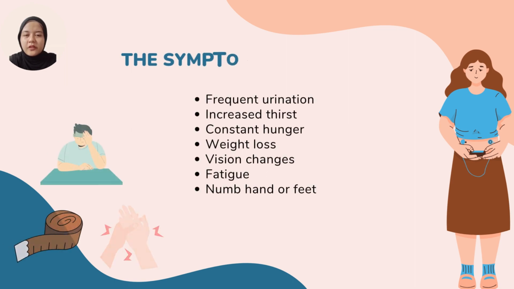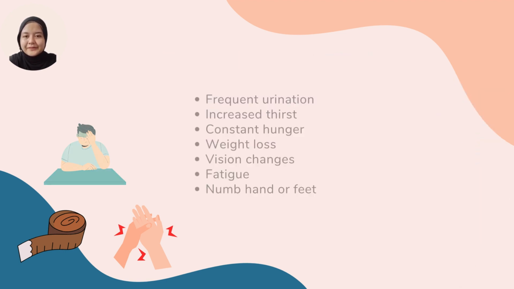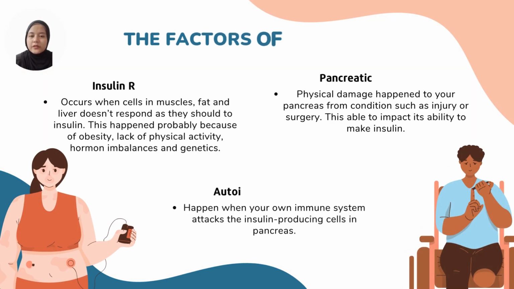The symptoms of diabetes. The first are frequent urination, increased thirst, constant hunger, weight loss, vision change, fatigue, and numb hands or feet. Next, the factors of diabetes.